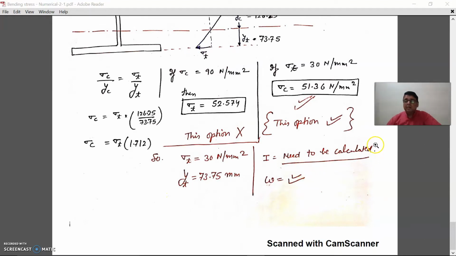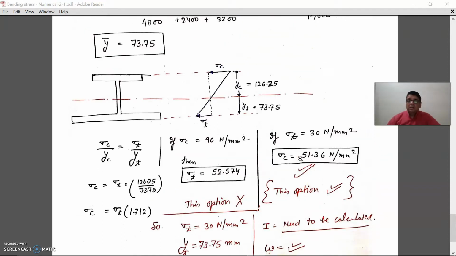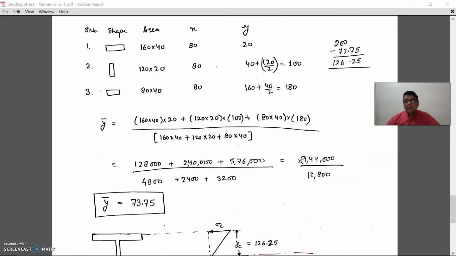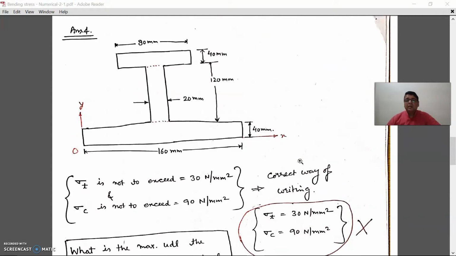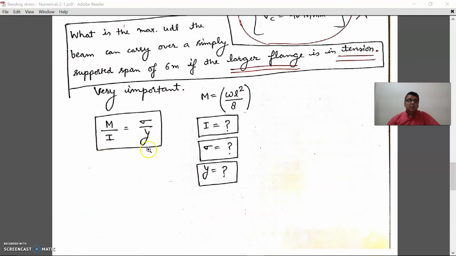And I, there is no need for me to tell you right now, because you had already covered how to calculate I in case of centroid and moment of inertia. So you have to first calculate the moment of inertia of this beam about its centroidal axis. Then you have to put that value of I into this equation, and then only you will get the answer of it.